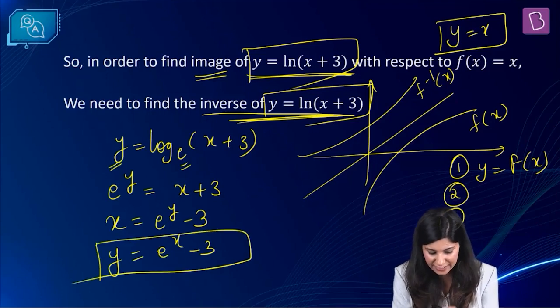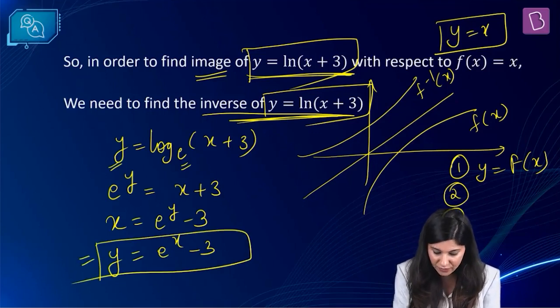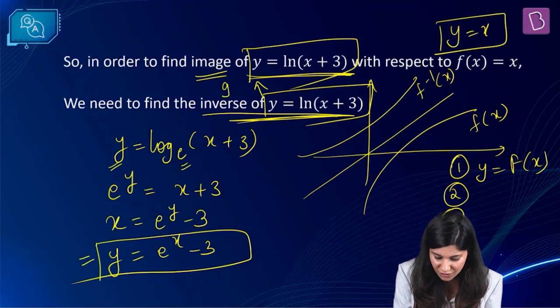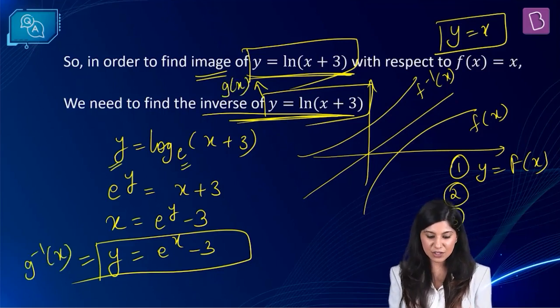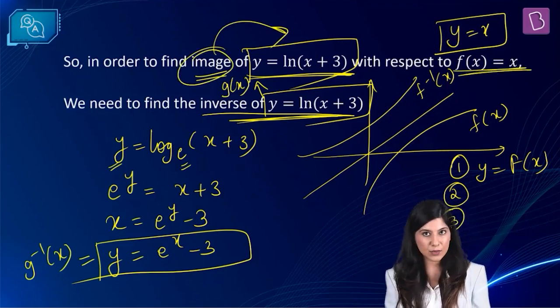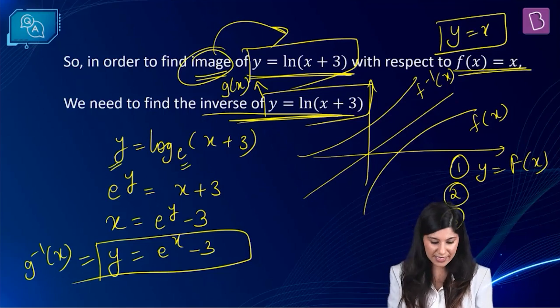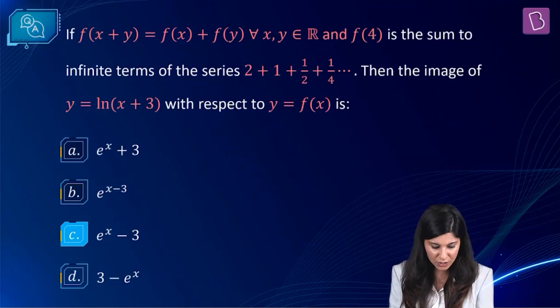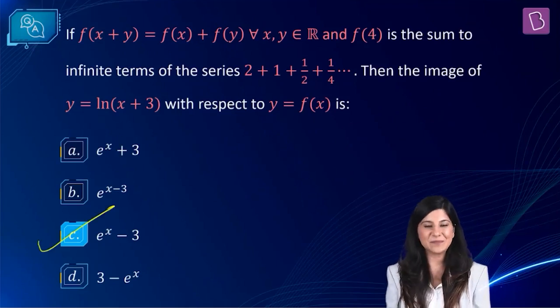We have interchanged x and y, and this is nothing but the inverse of this function. Let us assume this function is g x, so this would be g inverse x, right? And the inverse of this function would be what? The image of this function g x with respect to the y equal to x line, or function f x equal to x. So now we have e raised to power x minus 3 as our final answer, which is matching with option C. Got it?